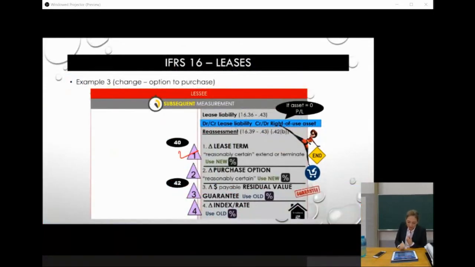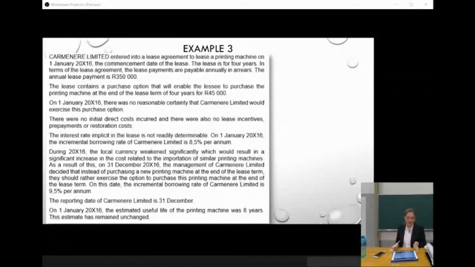Okay, now we've done that. Let's look at the second one, when we change our minds with regard to the purchase option. So again, we still have to use the new rate over the remainder of the lease term. So they give us an example, this is example 3. We are leasing a printing machine. Leases for 4 years, so N is 4. In terms of the lease agreement, lease payments are payable annually in arrears. So that's my payment amount.